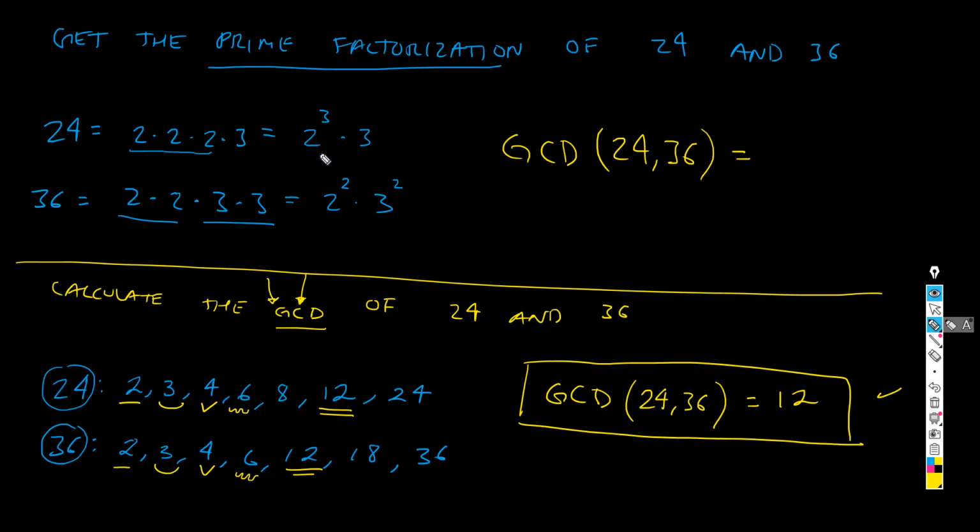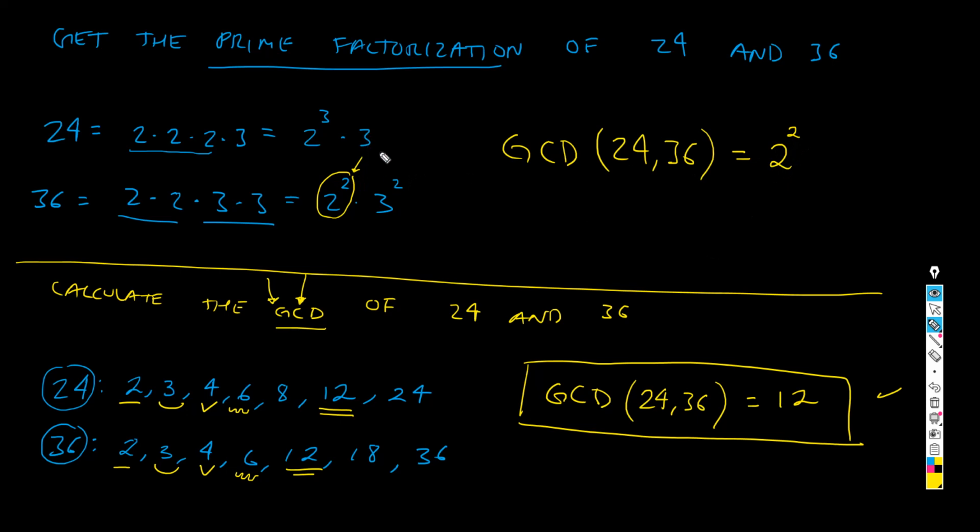Again, ask yourself, do they share the number 2 as a common factor? Yes, because you see the number 2 here and the number 2 here. Which one has the least exponent? We have 2 to the 3 and 2 to the 2. So this one has the least exponent. Choose it and paste it right here.